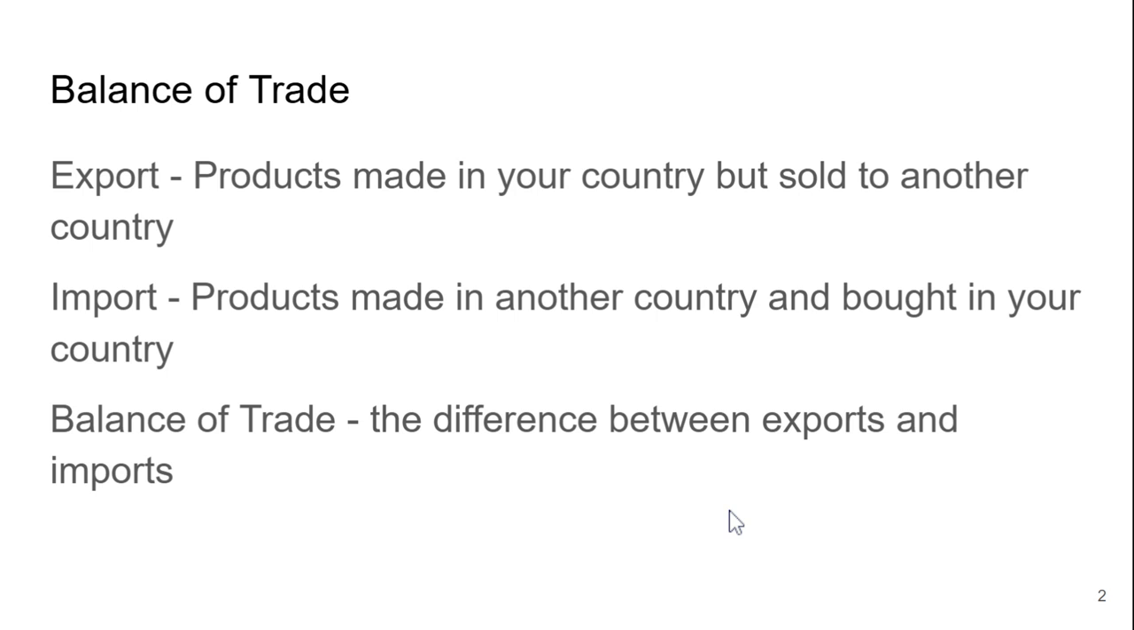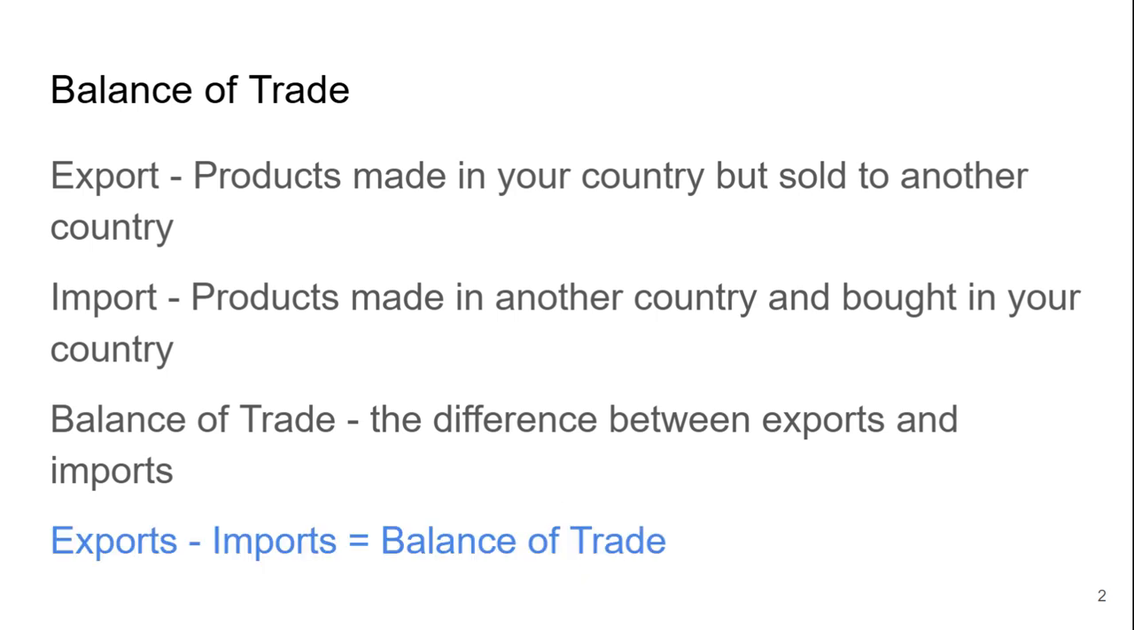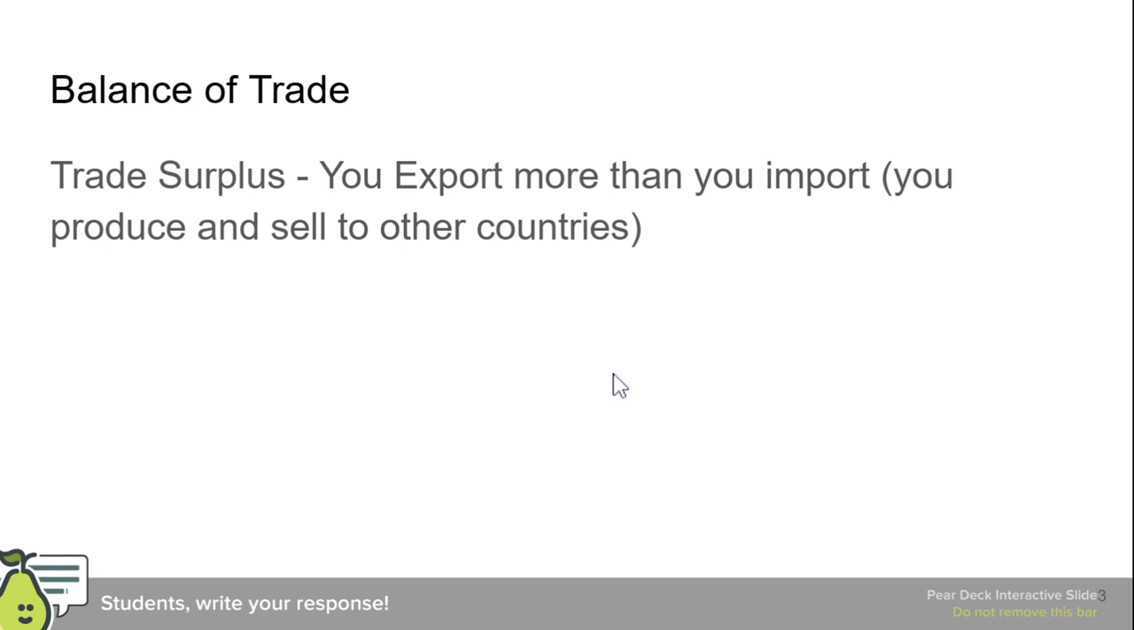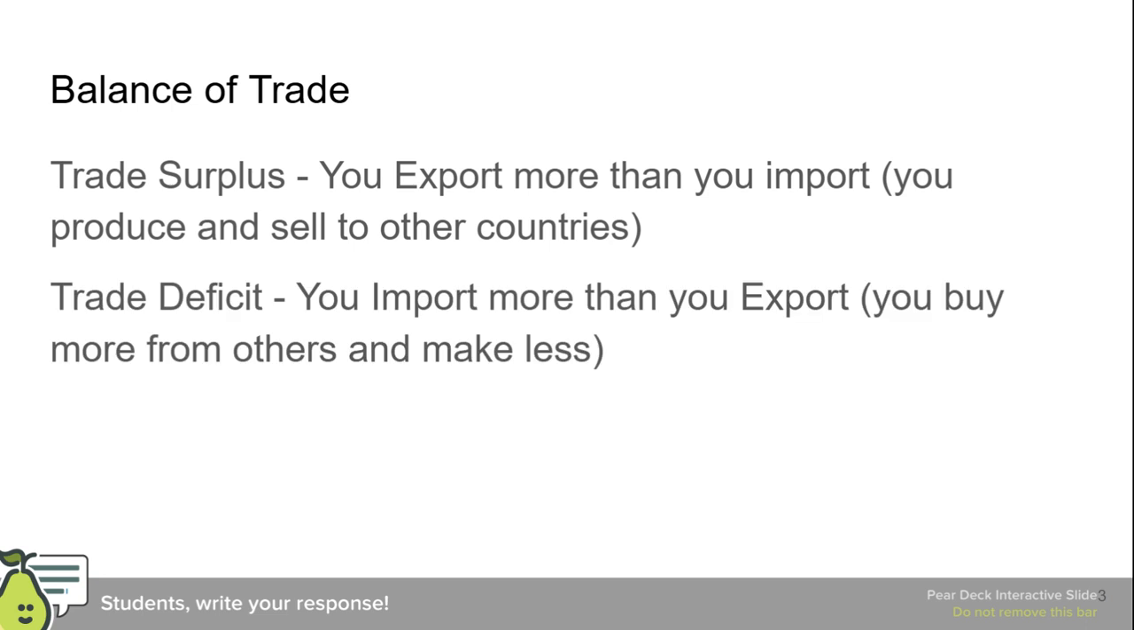The balance of trade is a statistic that measures the two of them, exports minus imports. Are you more of an exporter or an importer? And so the goal would be if you want to improve your economy more, you'd have more exports and a positive number. If maybe it's hurting your economy, you might be having more imports and then a negative number. If you have a trade surplus, that means you export more than you import. You're more of a producer and sell to other countries. If you have a trade deficit, well, that means you import more than you export. You're more of a buyer than a seller.